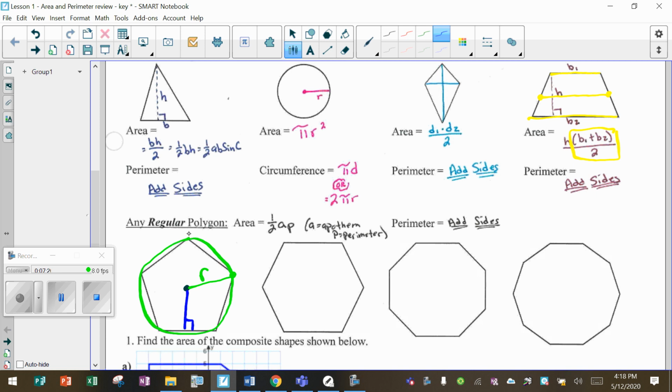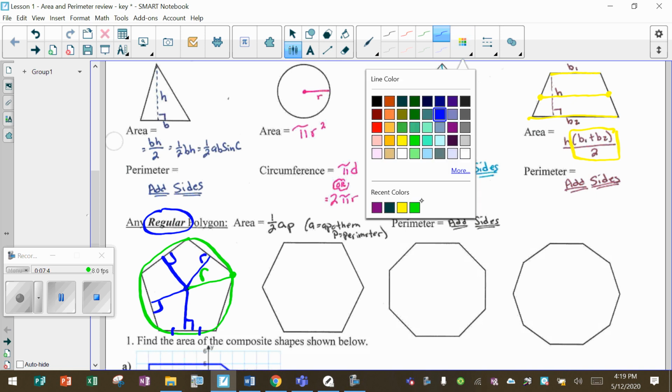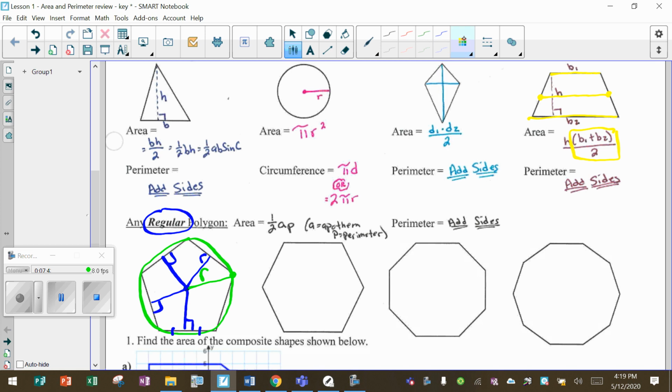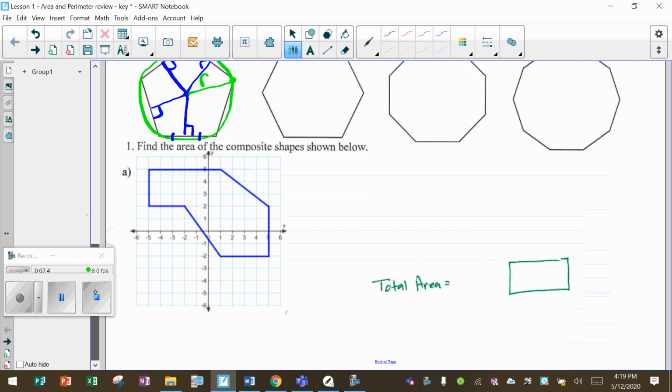But because these are regular polygons, which means all sides are the same and all angles are equal, it doesn't matter which side we go to. Perpendicular to the side means it would also go through the midpoint of the side, and it would be the same in any direction. So that's the apothem, which is separate from the radius. And we'll talk about that more later. You'll love it. All right, those are our basic shapes.